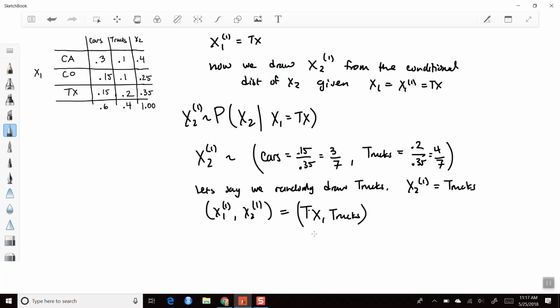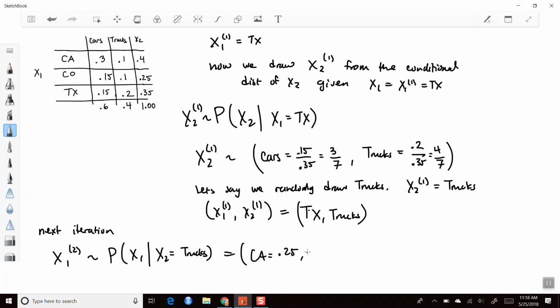So we'll draw that. Okay, and then at the next iteration, what do we draw? We draw x1 at time 2 from the distribution of x1 given that x2 is equal to trucks, which is going to be California has probability 0.25, Colorado has probability 0.25, and Texas has probability 0.5. Okay, and then we draw x2 at time 2 from the probability of x2 given that x1 is equal to whatever we drew at the last step.